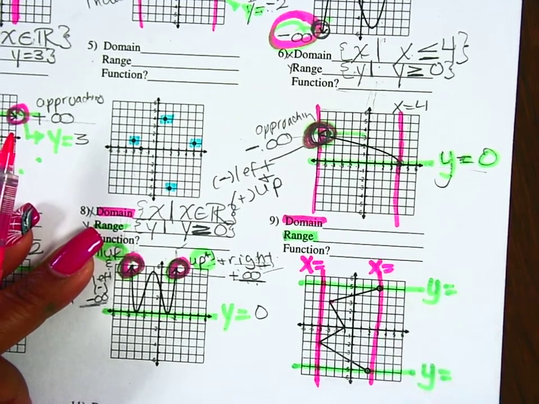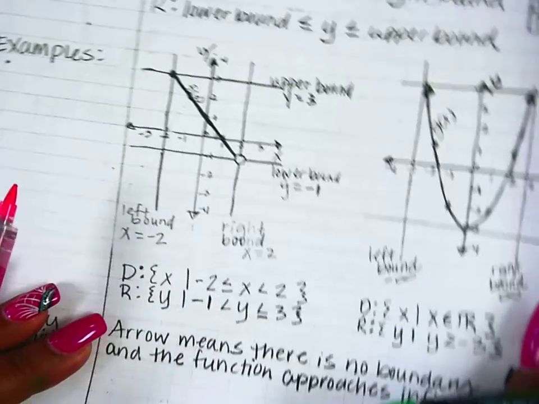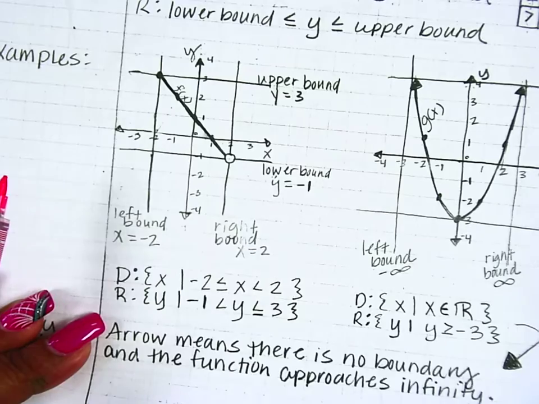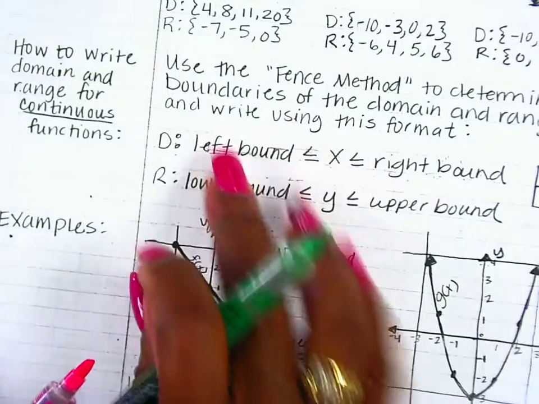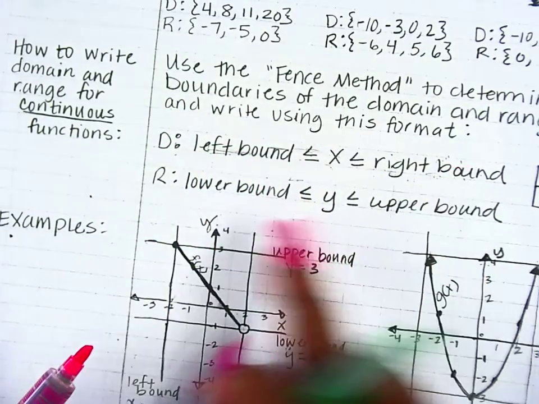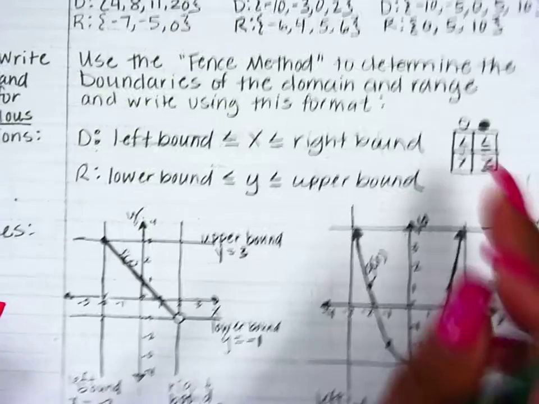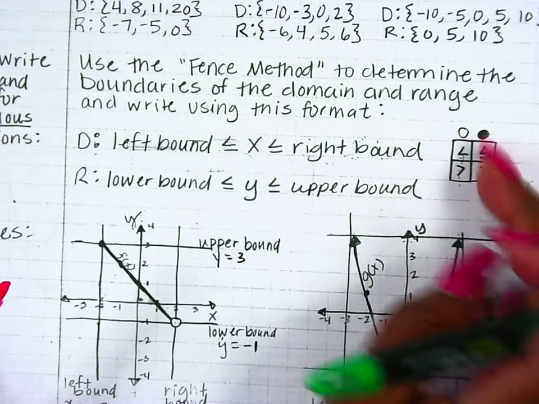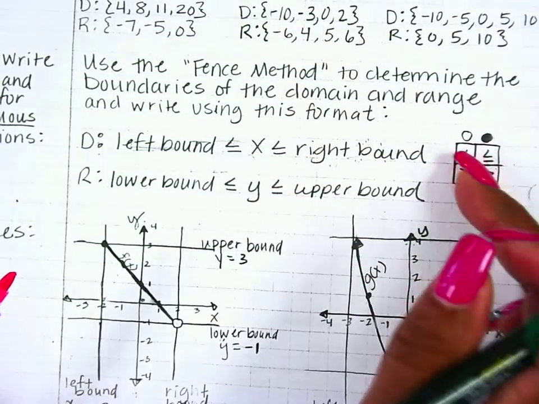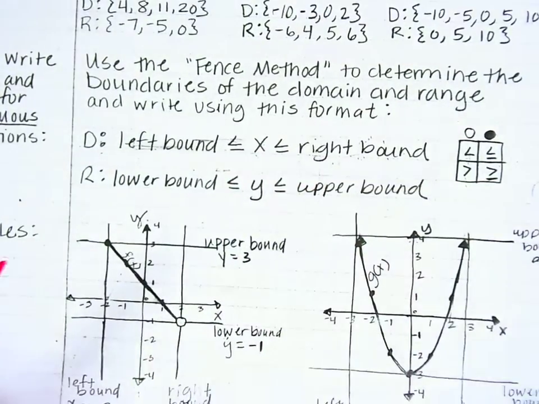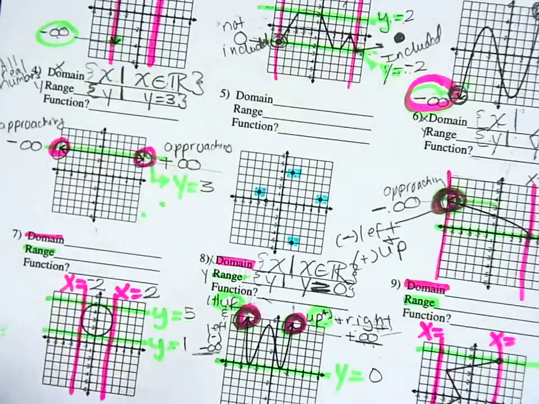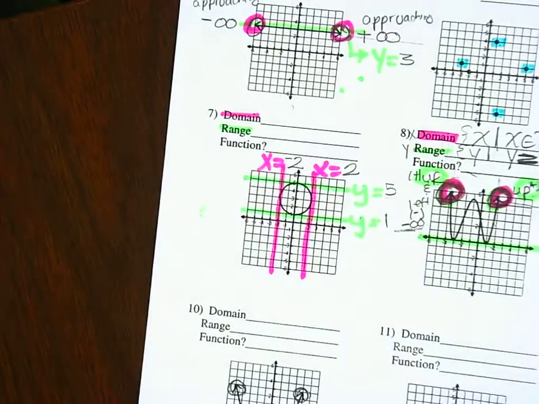When you use these numbers, go back to your notes and say, okay, I have it set up here already for the left bound, right bound, low bound, upper bound. If it's a closed circle, I'm going to keep the equals. If it's open, I'm going to erase the equal sign. I would not include the equal sign. Okay. Now go to number 10.